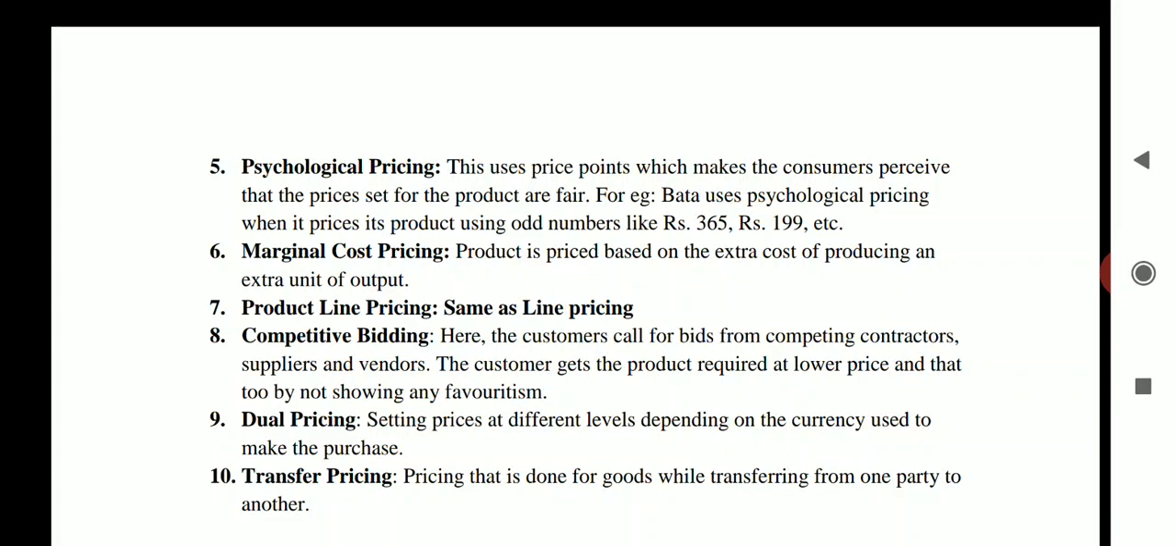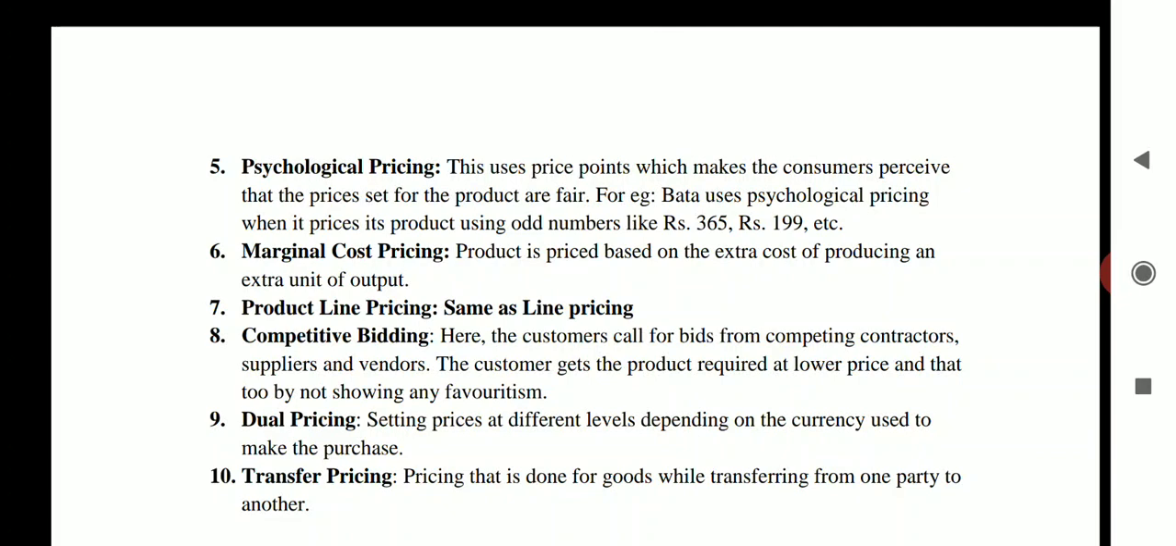What do we mean by marginal cost? Marginal cost is the extra cost or the additional cost that is incurred by a seller in order to produce an additional unit of output. So marginal cost pricing takes marginal cost into consideration. For each extra product that is produced, an additional amount will be charged.